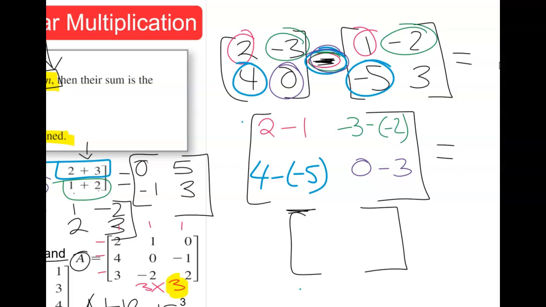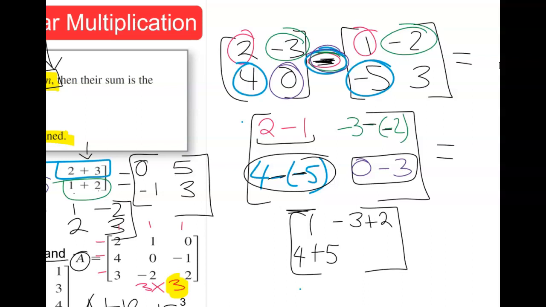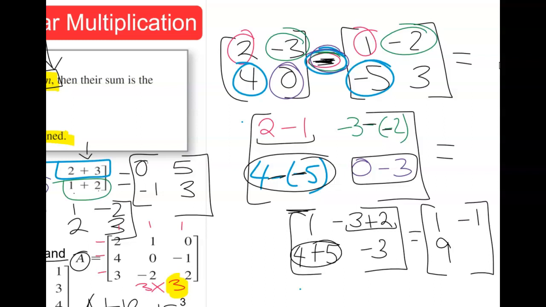So let's start with our first row, first column. 2 minus 1 is 1. Then we have here negative 3 minus negative, that makes a positive. So this is in reality negative 3 plus 2. And then for the second row, first column, 4 plus 5 because of the double negative. And then we have 0 minus 3, which is negative 3. Just to finish, we have a 1, and then here negative 3 plus 2 is negative 1. 4 plus 5 is 9, and then we have here negative 3.